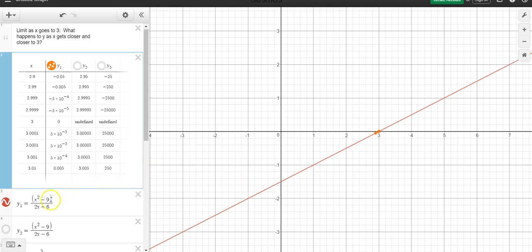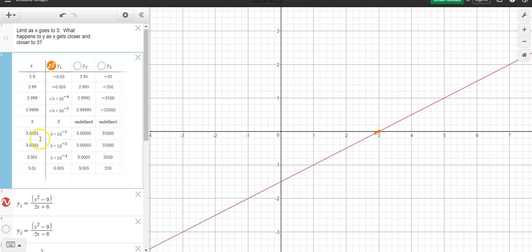So here's the graph of x squared minus 9 over 2x plus 6. And I made a little table of values here to show what happens when x gets closer and closer to 3. So we see at 3, y equals 0. At 2.9 we have negative 0.05. At 2.99, negative 0.005. At 2.999, this would be negative 0.0005. At 2.9999, this would be negative 0.00005. So we're seeing more and more decimal places here. The number gets smaller and smaller, closer to 0.